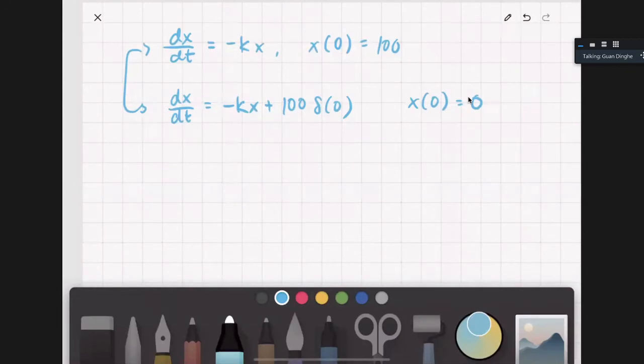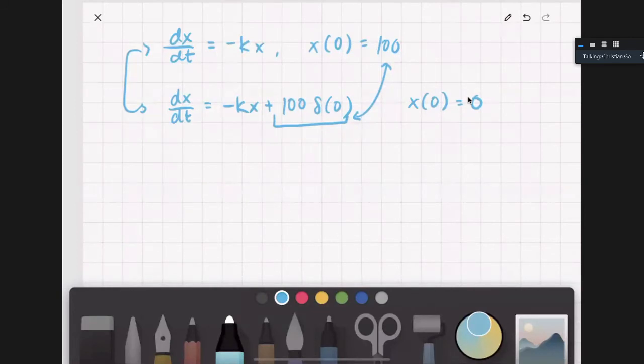Why are they the same? This is taking into account this x0 equals 100, because this means that there's nothing, but at time zero, I suddenly add 100. It's a bit weird, and that's because the Dirac delta is not a function in the normal sense of the word function, right? It doesn't operate in the way that a normal function would. So this is why it's a bit tricky.